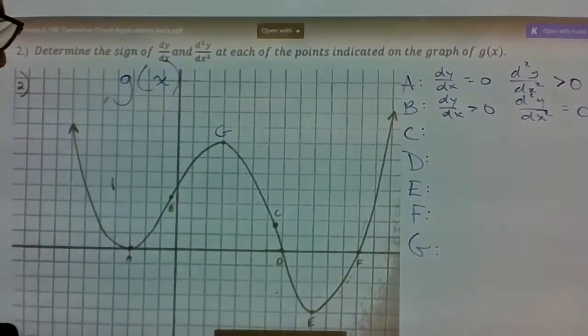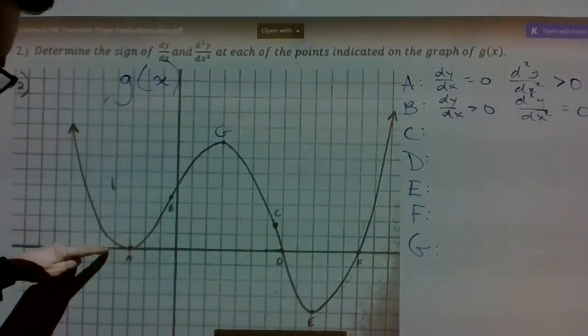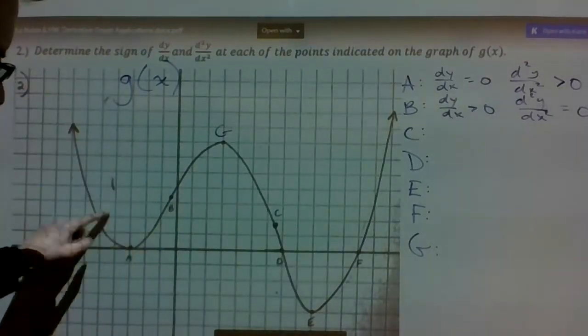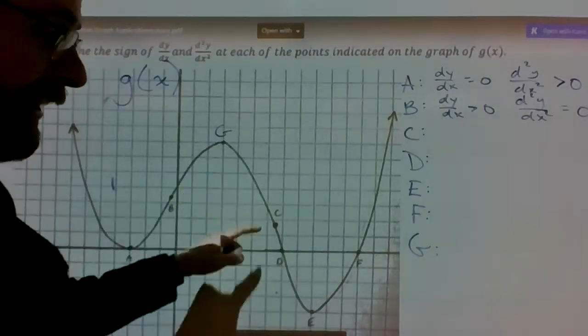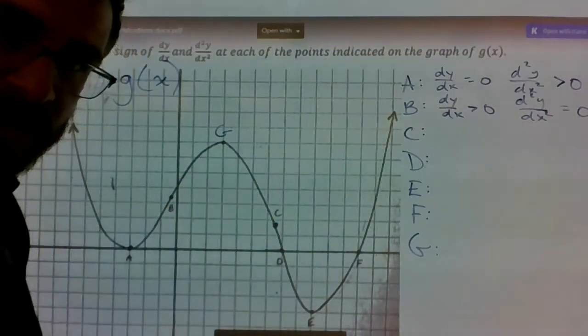Let's look at G now. G is just the opposite. The slope of the tangent line, instead of yielding a min value, yields a max value, but that still means that the horizontal tangent line's in place.